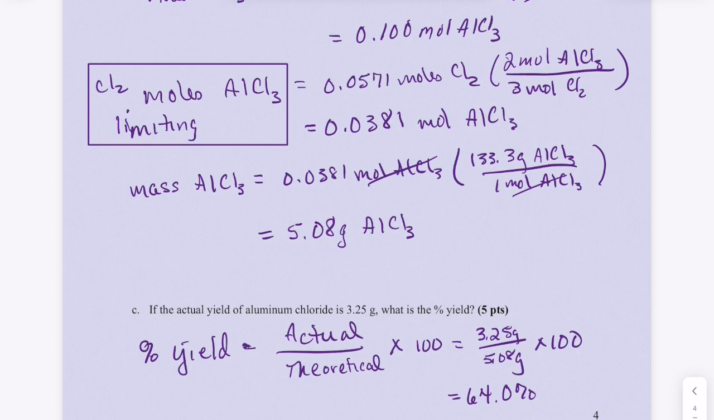Okay, so there we have it. Limiting reactants. We need to calculate the moles of both reactants and use the stoichiometric relationships to figure out which of those reactants will determine the theoretical yield of our product.